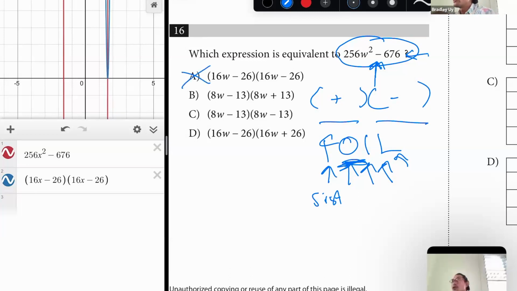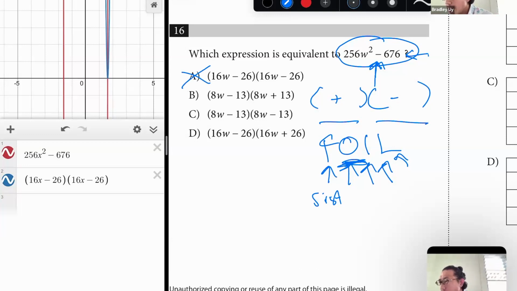Please note, if you know what you're doing on Desmos, you don't have to know how to do this problem. You don't need to know how to do FOIL in order to get the correct answer. You don't need to know how to factor in order to get the right answer. All you need to know is how to use Desmos, and that's quite powerful.